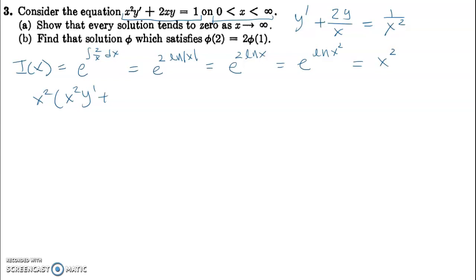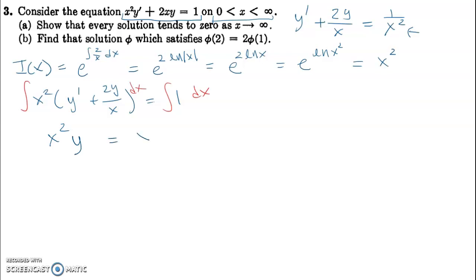Sorry, I should probably use this equation that we have. So we have y prime plus 2y over x, that's going to equal 2. x squared times 1 over x squared is just 1. Integrate both sides dx, and we have x squared times y equals 2x plus c.